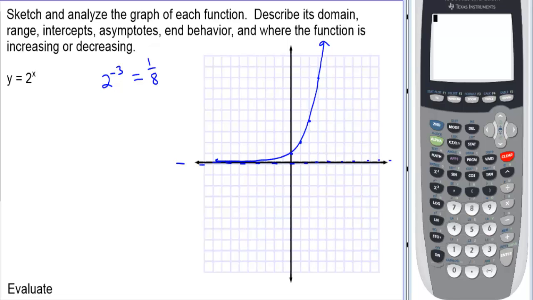Describe its domain. So we'll answer all the questions now. Domain: negative infinity to infinity, you can raise 2 to any power. The range for this one is 0 to infinity. This is leveling off at 0.